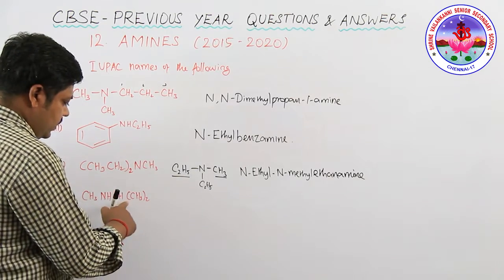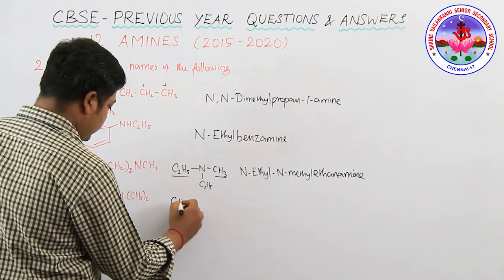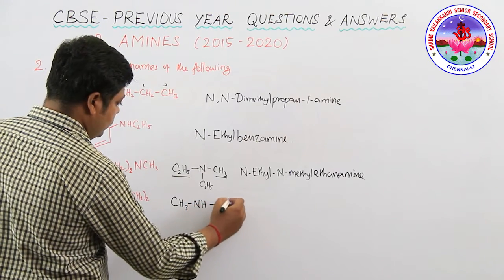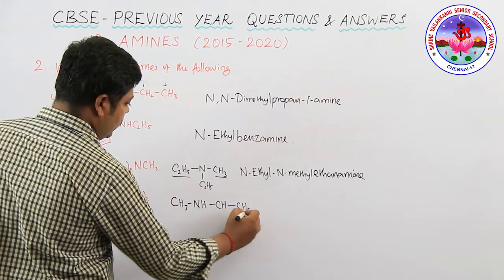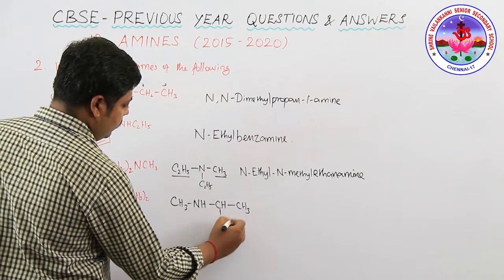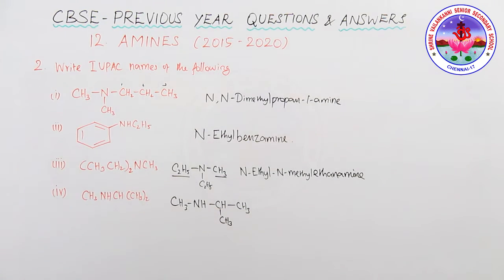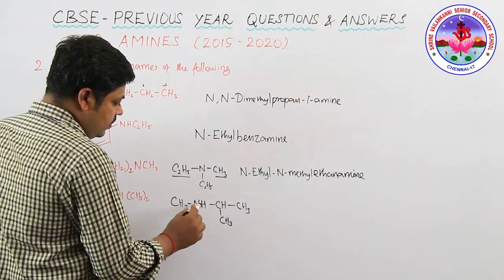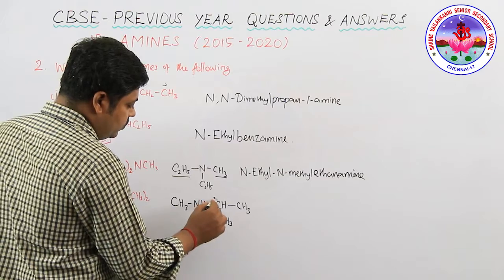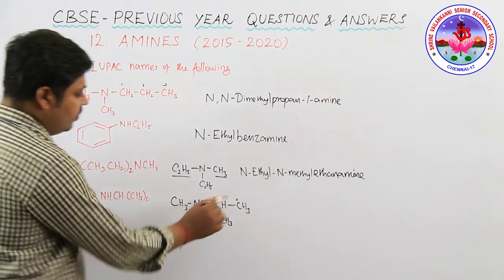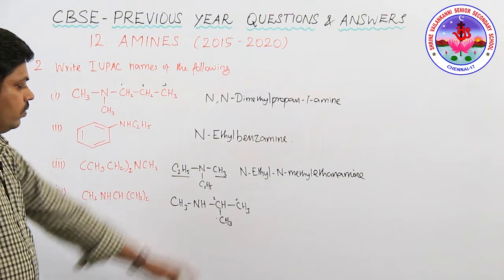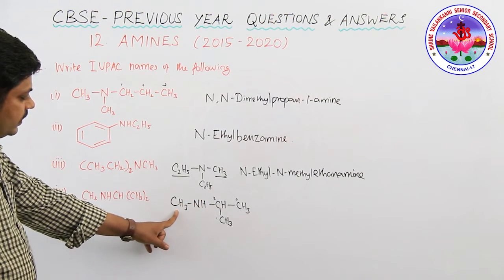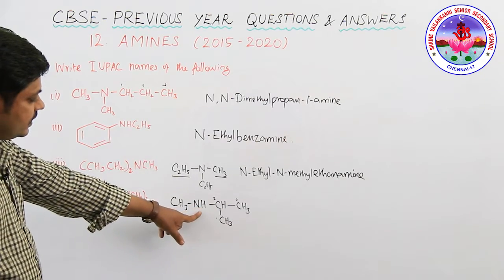The third one, you can write it like this: CH3 NH CH CH3 CH3. Okay, so here for the first question, you can tell this is 1, this is 2, this is 3. This is the word root. So 1, 2, 3, the second position has the amine. One substituent is methyl, so this is a secondary amine.